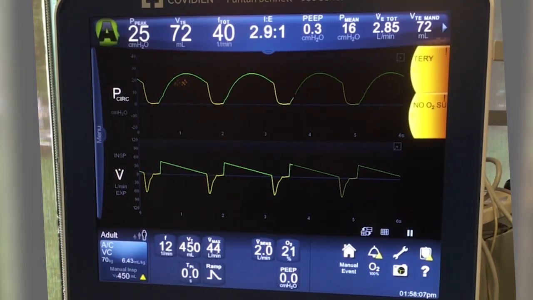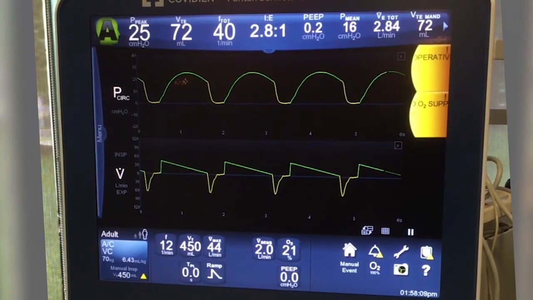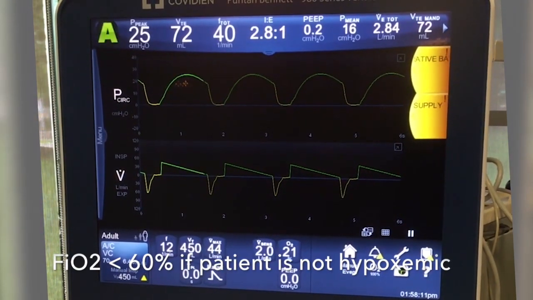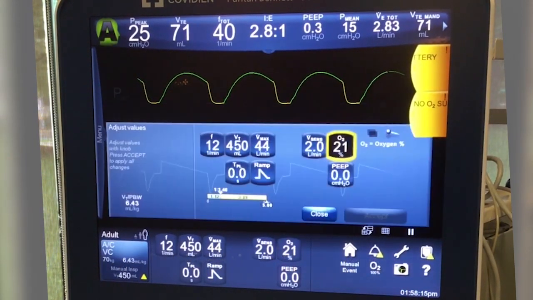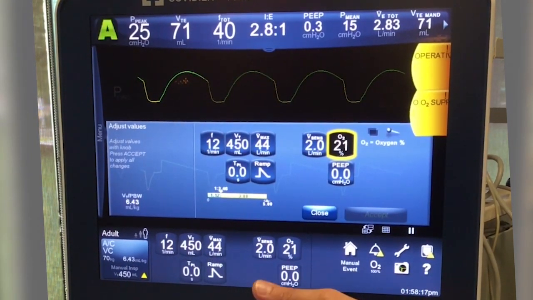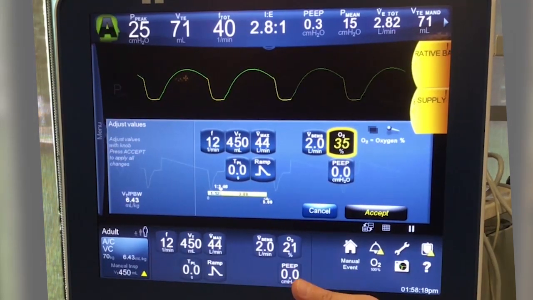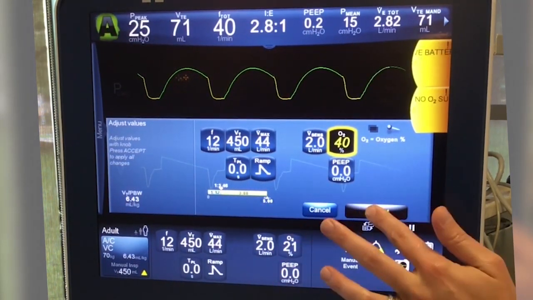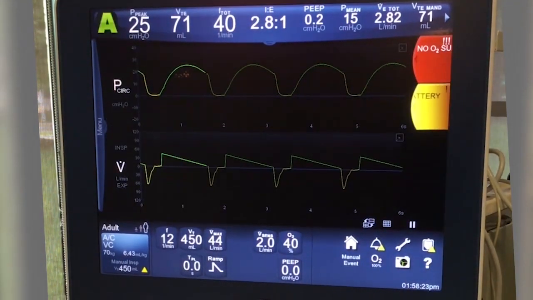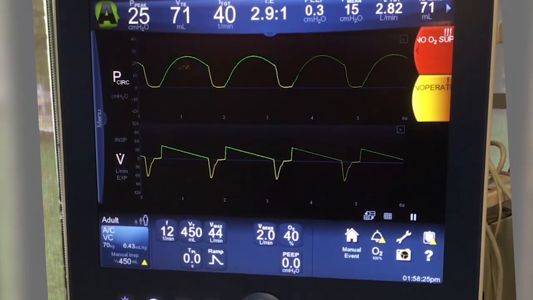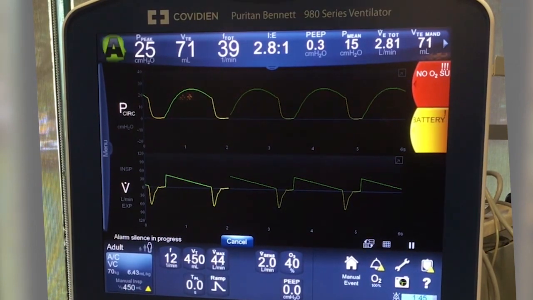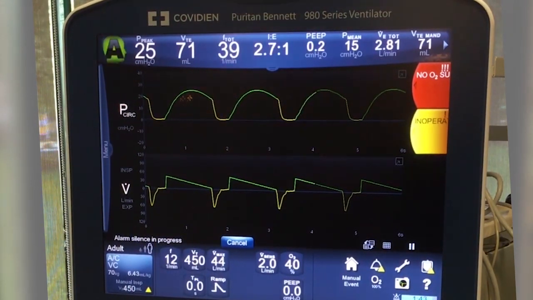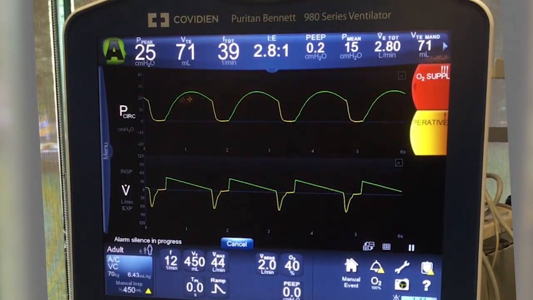Titrate the FiO2 to less than 60% when possible to an appropriate SpO2 that's acceptable, around 94%, and possibly lower for those with asthma or COPD. And then ask for an ABG about 30 minutes after intubation to help adjust vent settings accordingly.